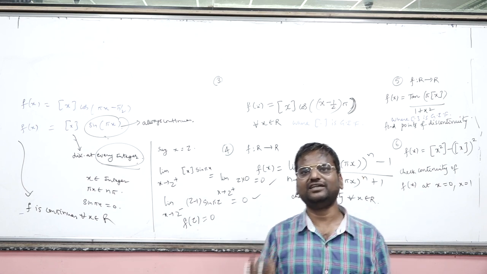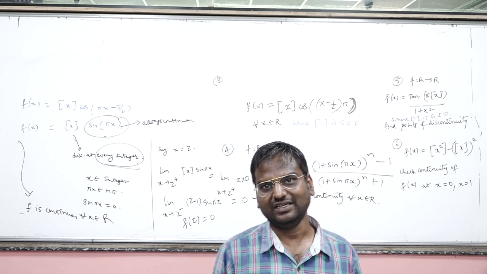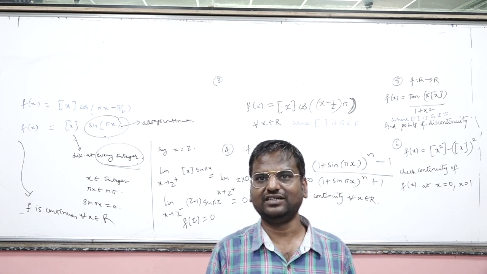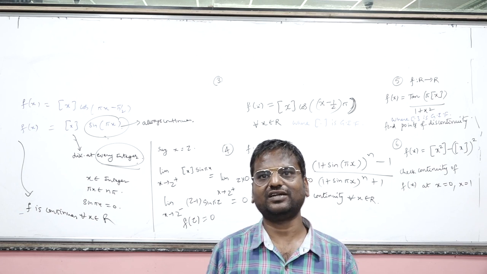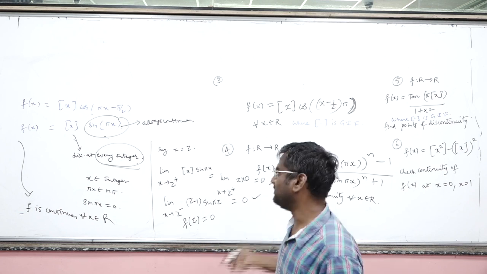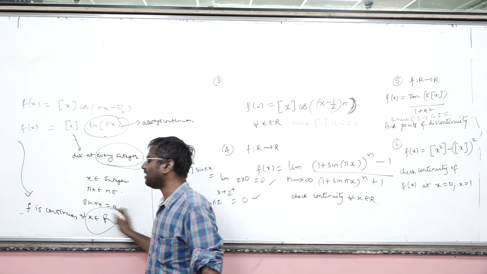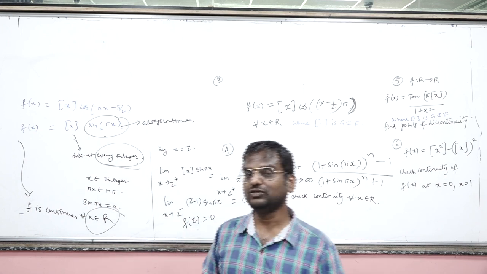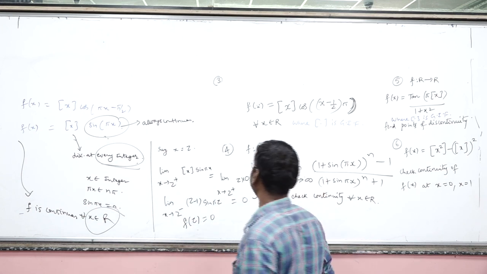So basically at every integer z, this function is continuous. At non-integers, step x is continuous, sin pi x is continuous, and the product is continuous. Therefore, the given function must be continuous for all x belonging to R. There is no point of discontinuity.